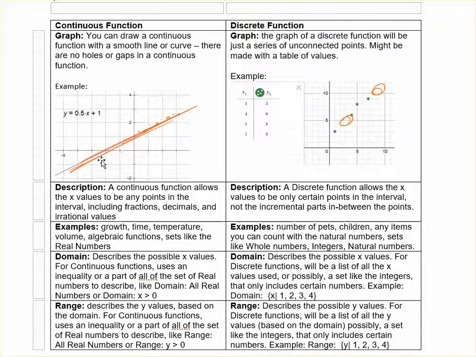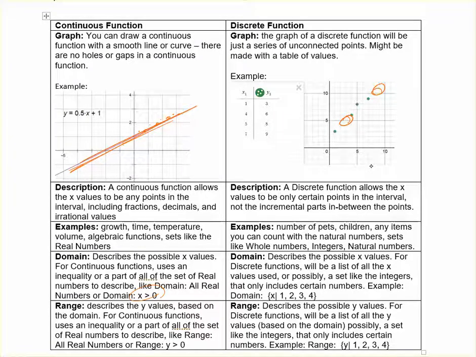The domain of a continuous function, sometimes it's all real numbers, but often we'll write it with an inequality, like maybe x is greater than 0, or x is between -5 and 5. Those are examples of domains of continuous functions. But when you write a domain of a discrete function, you just list the x coordinates of the points. So in this example up here, the domain would be 1, 4, 5, and 7. You can just read them off of the table.